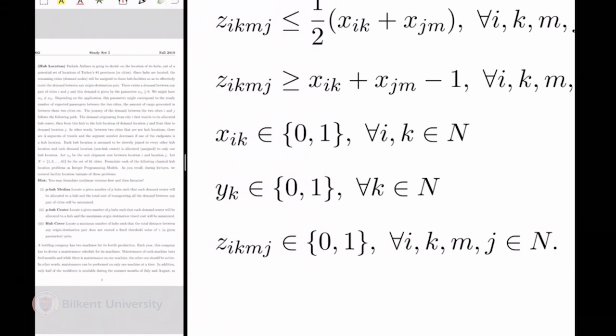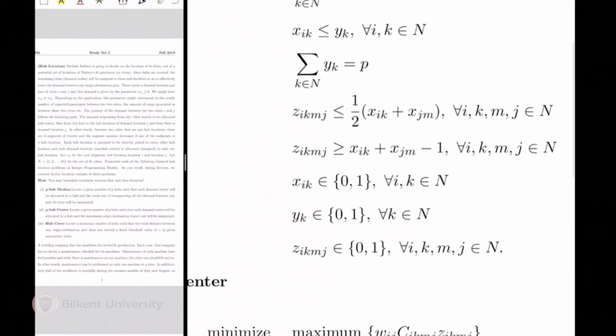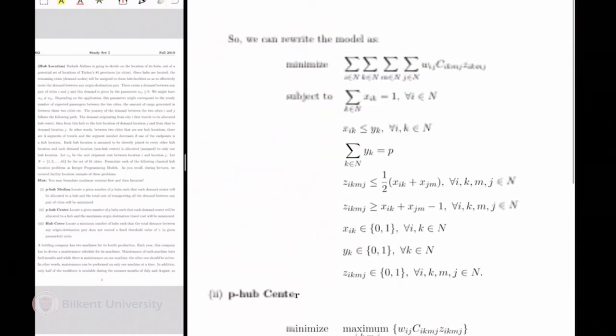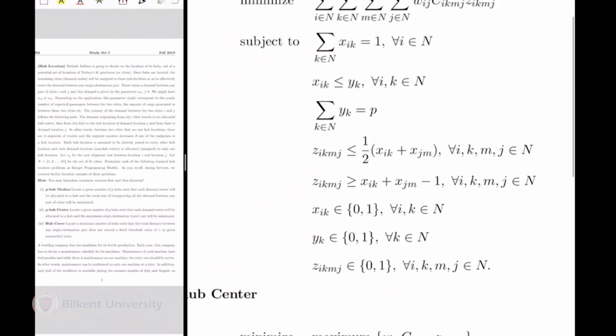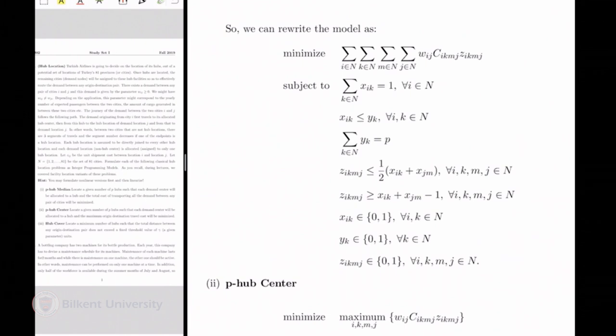You should know this. It's a very famous and important way of linearizing the multiplication of two binary variables. So now that I enforce the relation between z and x's, and I introduce z at the end as a binary variable, I'm done. Now I have a linear model which is doing the p-median problem.